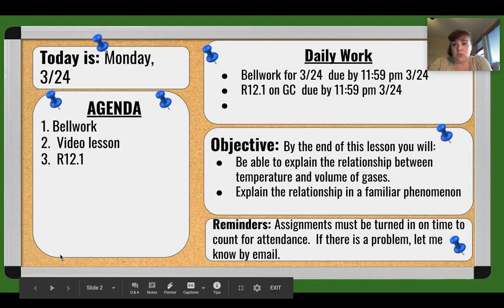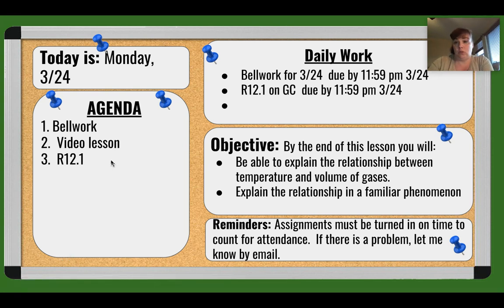Okay, so first thing we're going to do is look at the agenda for today. It is March 24th. And the first thing you're going to do is your bell work, which you probably already did. Then we'll have our video lesson that we're doing right now. And then your final thing to do today is reading 12.1 on Google Classroom. Don't do it on IQWST. Okay, I'm checking Google Classroom. So what I did was I put the reading in as a background, like we did on our interactive notebook slides. And so you can write directly in there. So make sure you do it there.